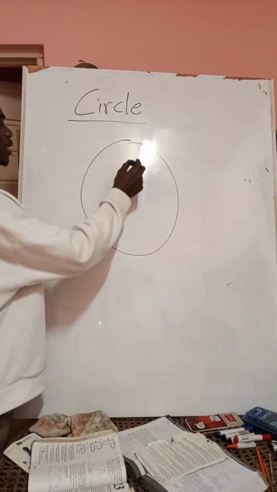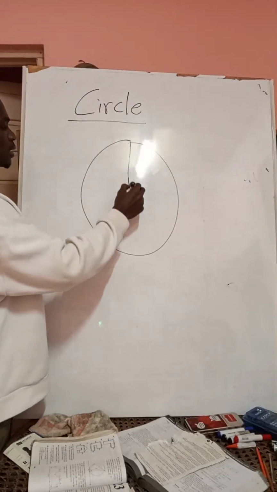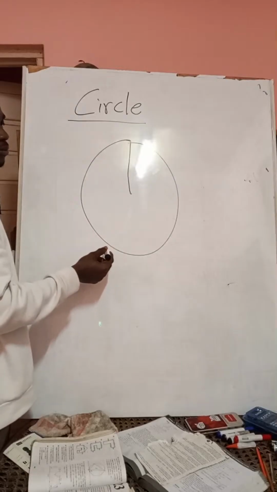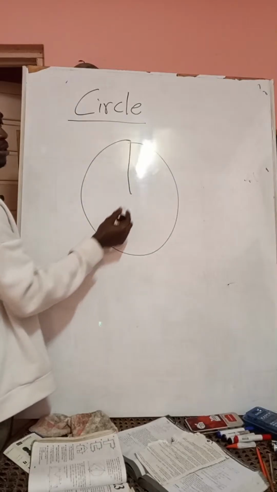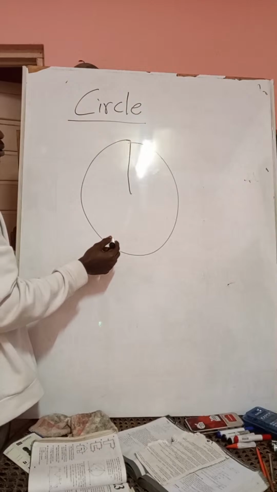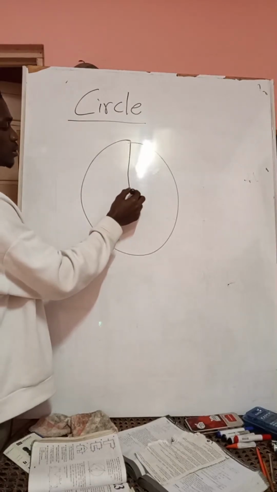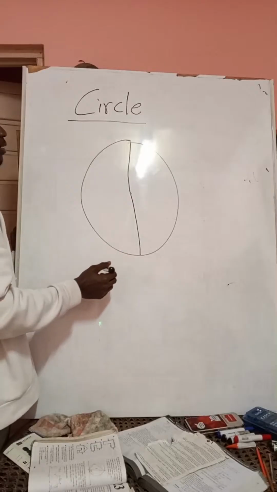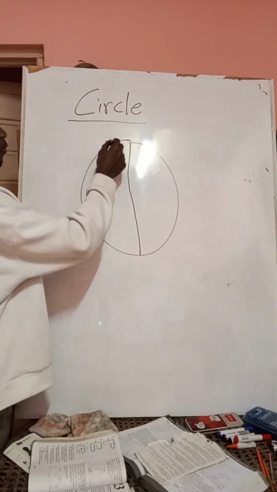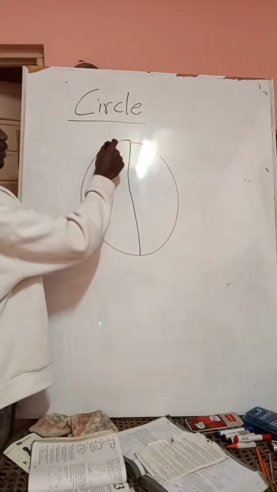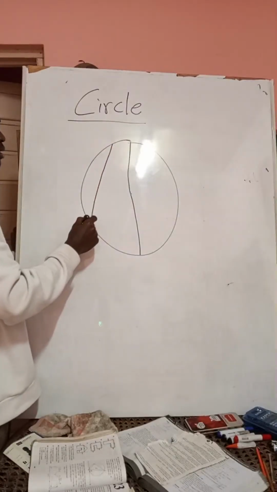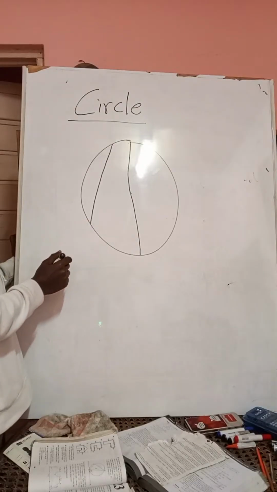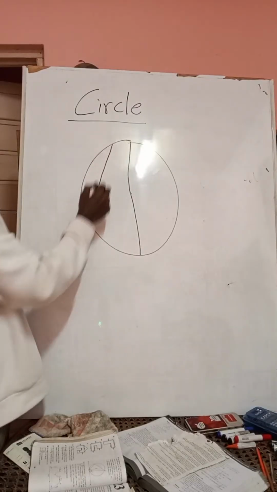We have this one, and when a line is drawn from this side to the center, the side to the center is called what? Radius. When it continues to the other end it's called what? Diameter. When a line is drawn from one side of the circle to the other side of the circle, what's that? A chord, yes. So this line is called chord.